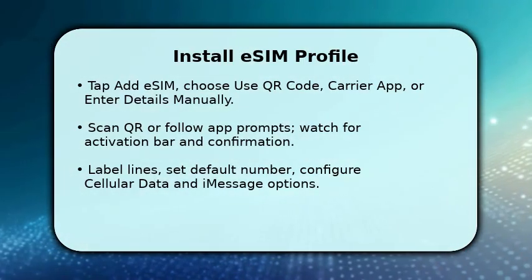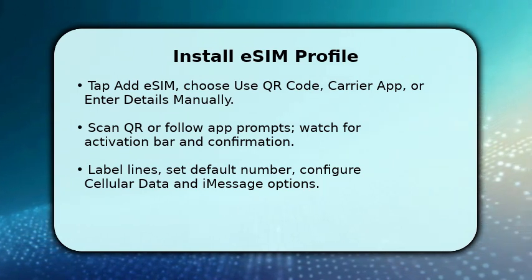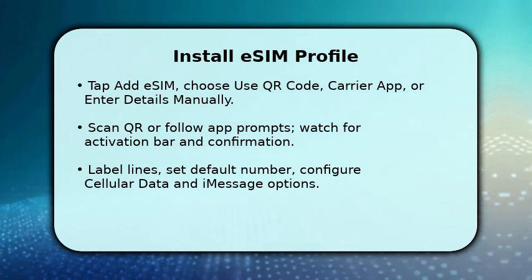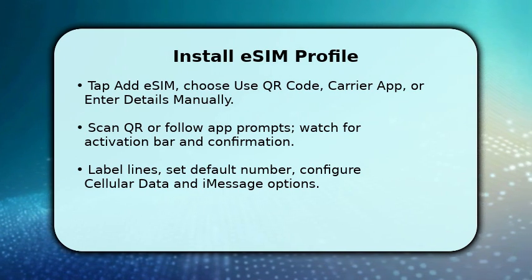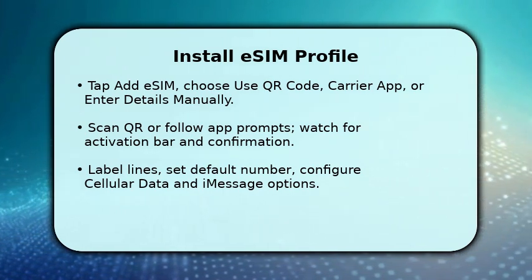eSIM. Now you install the profile. Tap Add eSIM and choose your method. Use QR code, carrier app, or enter details manually. If scanning, point the camera at the QR and wait for a profile prompt. If using the app, follow carrier steps until the phone shows an activation bar.